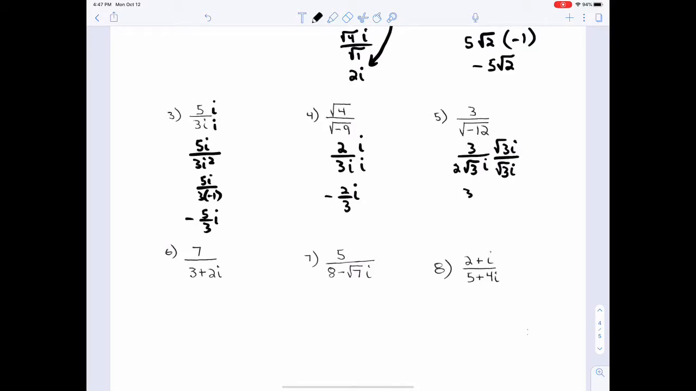You get 3 square root of 3i. Fine. On the bottom one, you get 2. Well, square root of 3 times square root of 3 is 3. And i times i is i squared, which is negative 1. So you end up getting negative 3 square root of 3 all over 6i. But notice what happens is I can cancel the 3 and the 6. So ultimately, I get negative square root of 3 all over 2i.